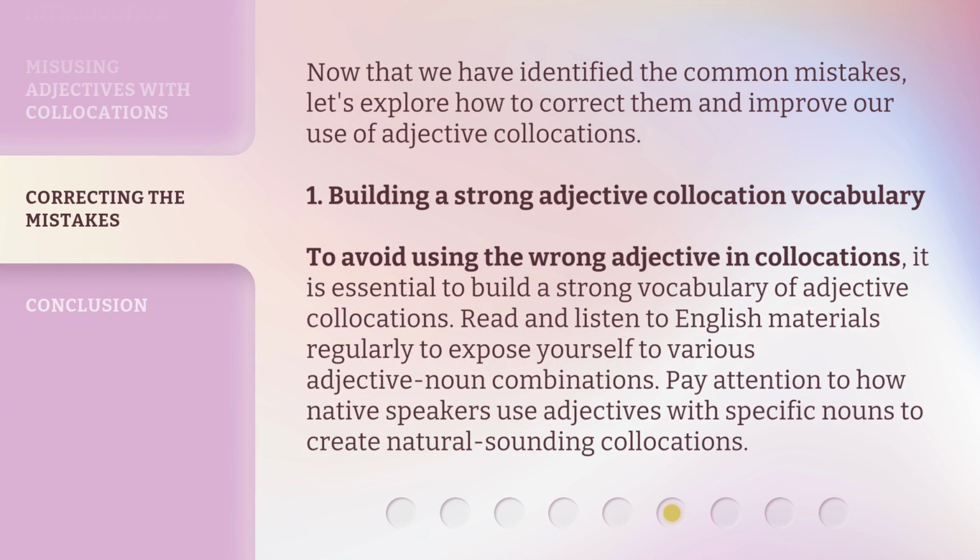Now that we have identified the common mistakes, let's explore how to correct them and improve our use of adjective collocations. 1. Building a strong adjective collocation vocabulary. To avoid using the wrong adjective in collocations, it is essential to build a strong vocabulary of adjective collocations. Read and listen to English materials regularly to expose yourself to various adjective-noun combinations. Pay attention to how native speakers use adjectives with specific nouns to create natural-sounding collocations.